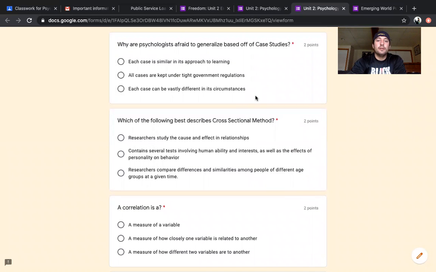Why are psychologists afraid to generalize based off of case studies? Each case is similar in approach to learning. All cases are kept under tight government regulations. Each case can be vastly different in its circumstances. There you go. Each case can be vastly different in its circumstances, depending on the subjects, depending on the variables, depending on maybe confounding variables that could happen or alter your study.